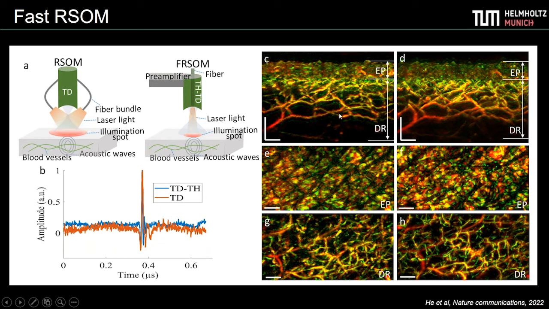Here's a comparison of skin imaging by these two systems. We measure the same region of the skin. We can see that similar vasculature was resolved in both modalities. Here is from the conventional RSOM, the first generation, and this is from the fast RSOM. We can see very comparable quality. So even by reducing the illumination spot size and increasing the repetition rate, we still get the same image quality, and the penetration depth is also the same.